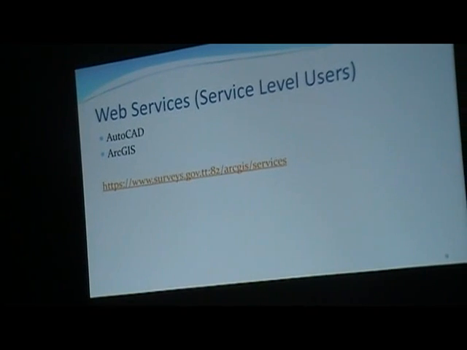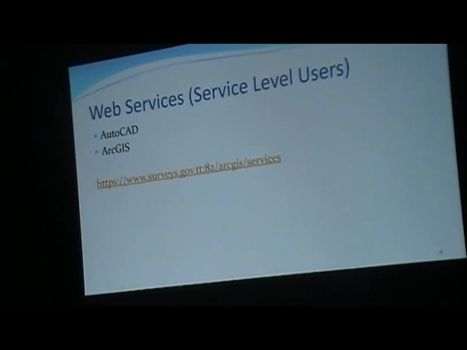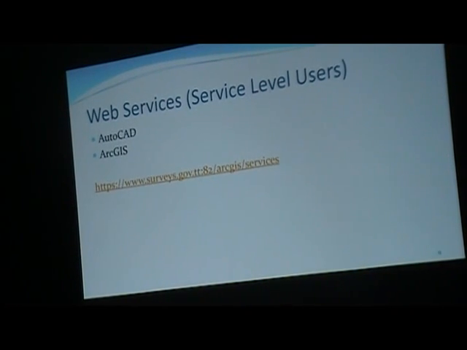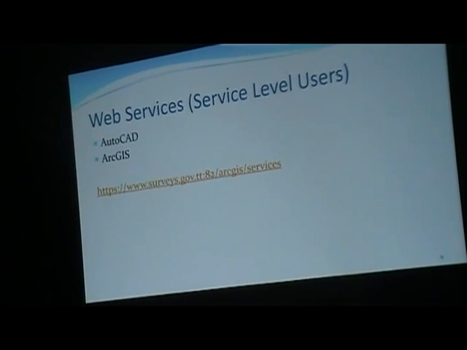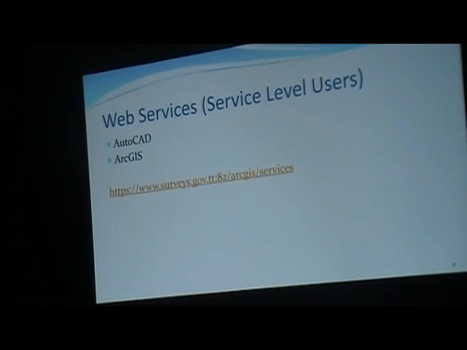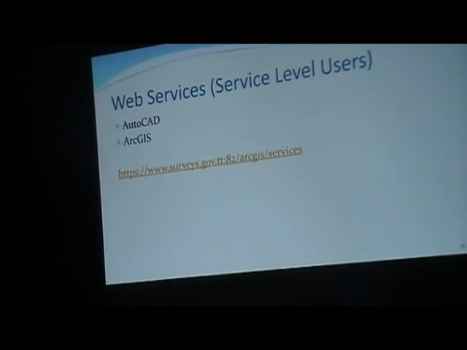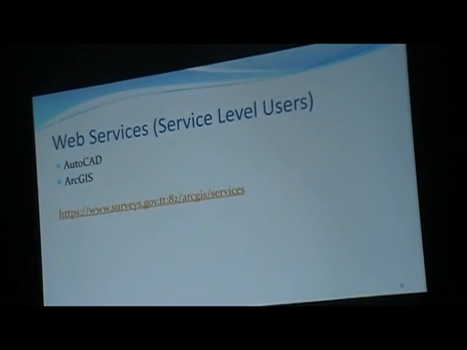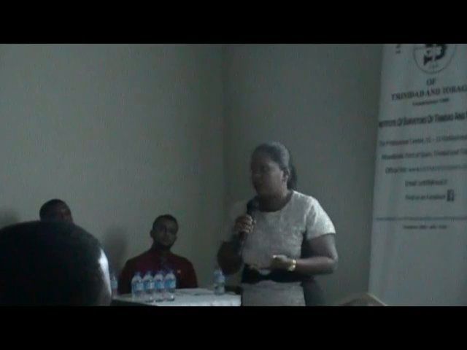And then we have our web services for our service level users. And that is more for the GIS users, the GIS power users. So if you're interested in accessing our data, specifically the 2014 aerial photography or any of our other vector and raster data sets, you can enter this URL in either AutoCAD or ArcGIS. But you must have ArcGIS 10.0 or higher. So once you enter that URL and get our information, you can now put your information on top of that and do your analysis and produce maps pertinent to you.